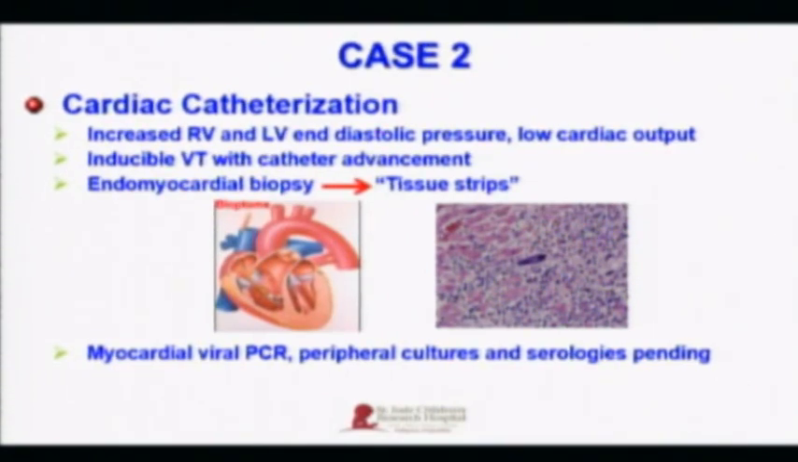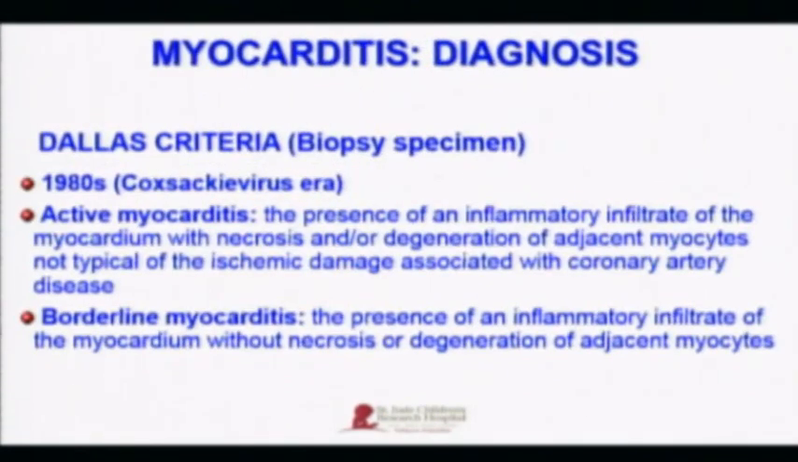And we've been doing that for about the last 20 years or so. So myocardial PCR for viruses, peripheral cultures, and serology were sent. These were all negative. The PCR, as I'll show you, was positive. So if you're going to take a biopsy, you probably need to know what you're going to be looking for.